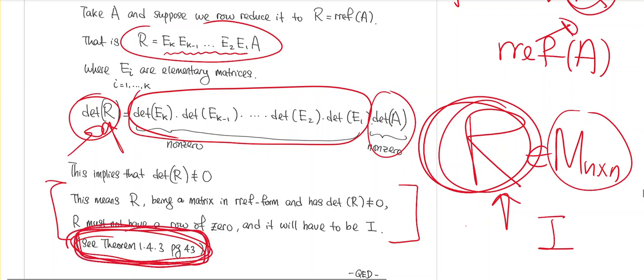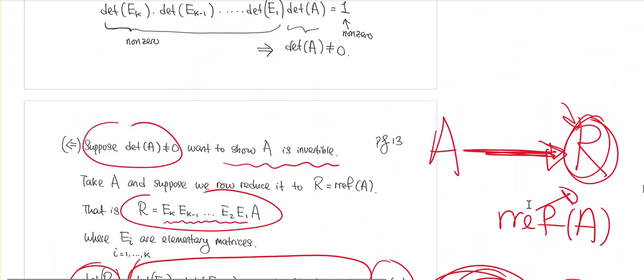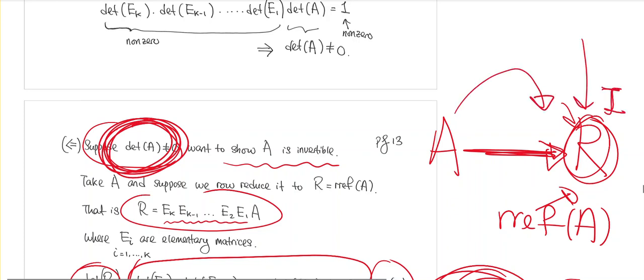If not, you can also look at the proof of theorem 1.4.3, saying that for an n by n square matrix, if the RREF has determinant non-zero, it has to be I. With this hypothesis that the determinant of the matrix is not equal to 0, if you imagine doing the row reduction, you can row reduce all the way to I. You don't have a choice, R has to be I.